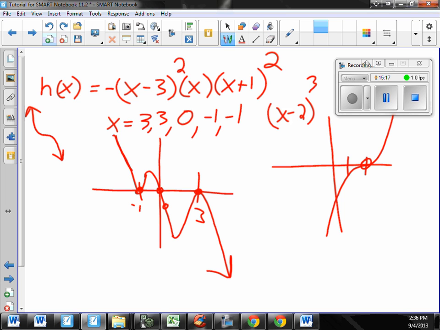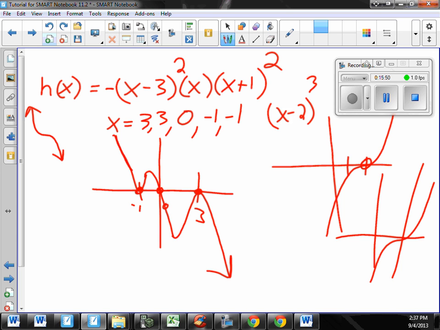4 would be a bounce, and 5 would be a saddle. 20 is even, so 20 would bounce off. 23 is odd, so it would pass through. But if you were to get 23, that graph is so steep, it would look like that, because it's climbing so fast. If you were to zoom way out, then it would look like this. So even numbered roots bounce off, and odd numbered roots power through.